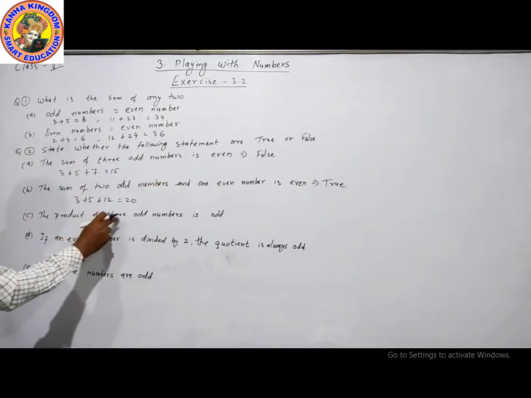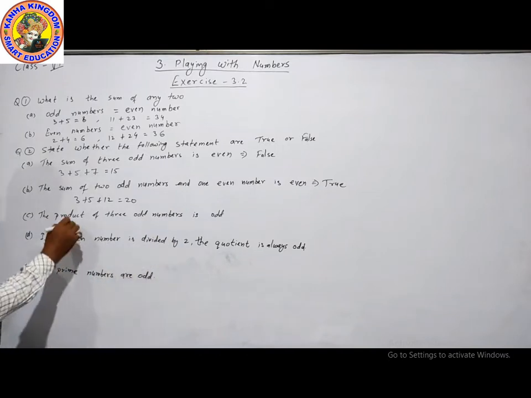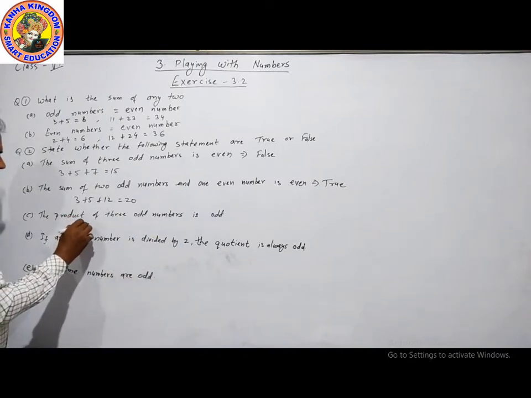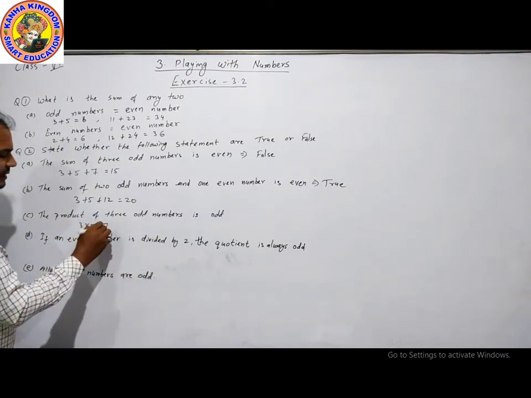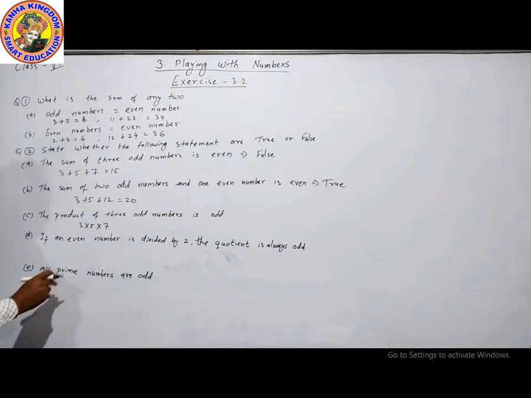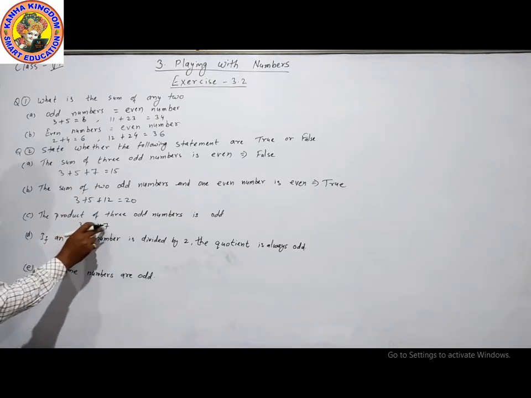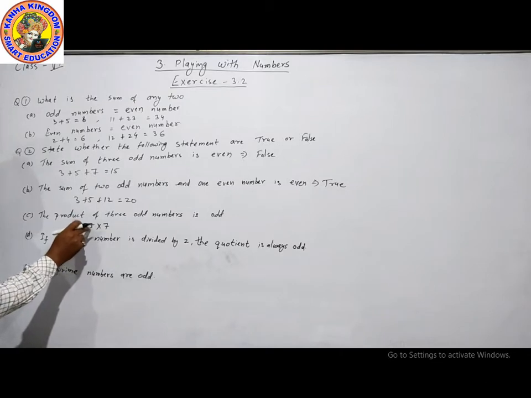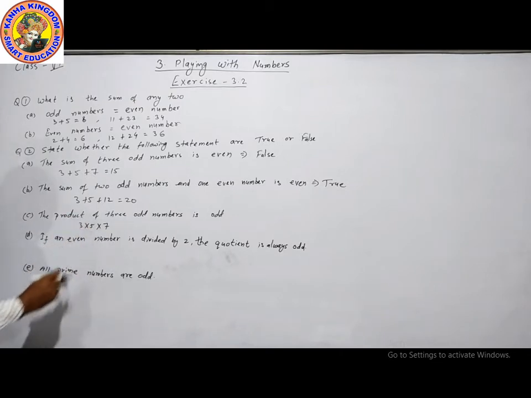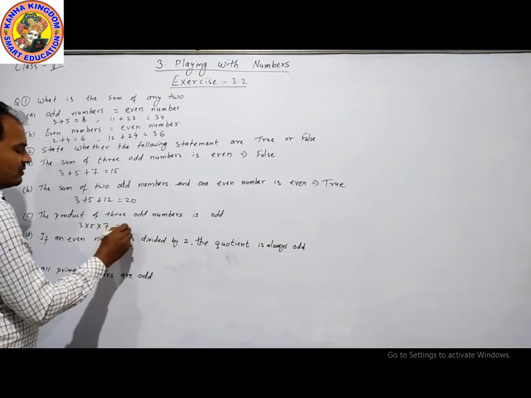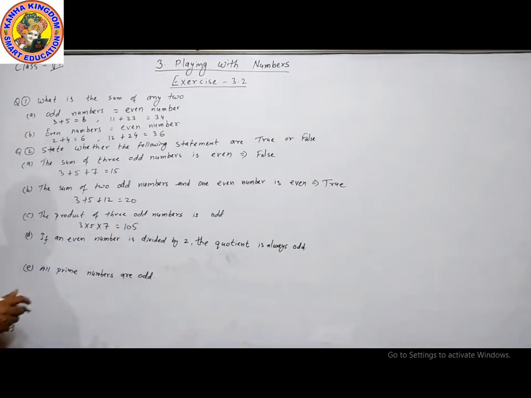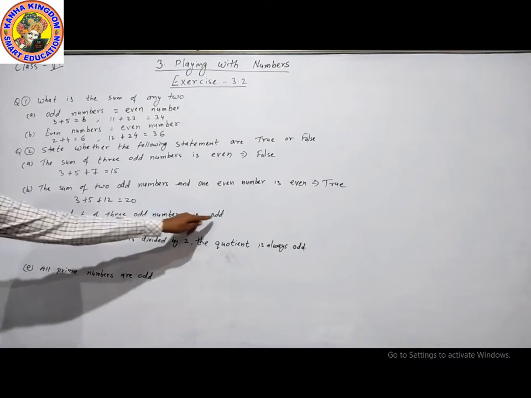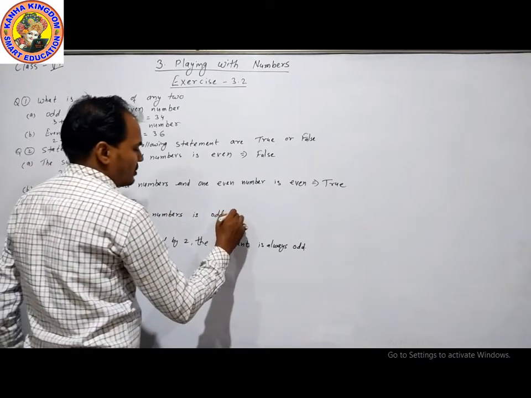The product of three odd numbers is odd. Product of three odd numbers, 3, 5, 7. Now 7 into 5 is 35. 35 into 3 is 105. There are three odd numbers. The answer is odd. So this is true.